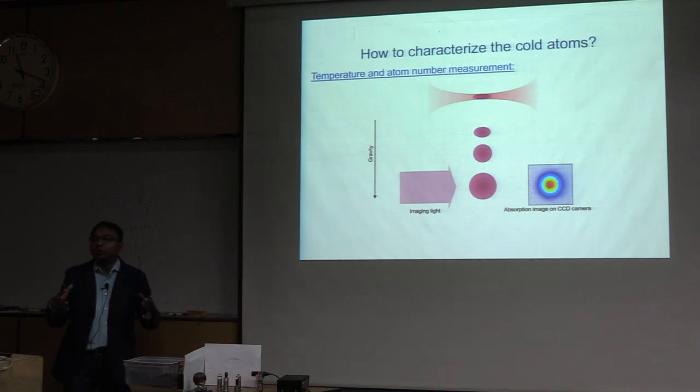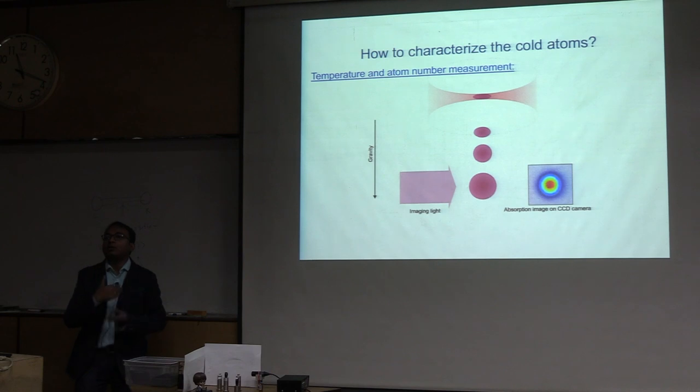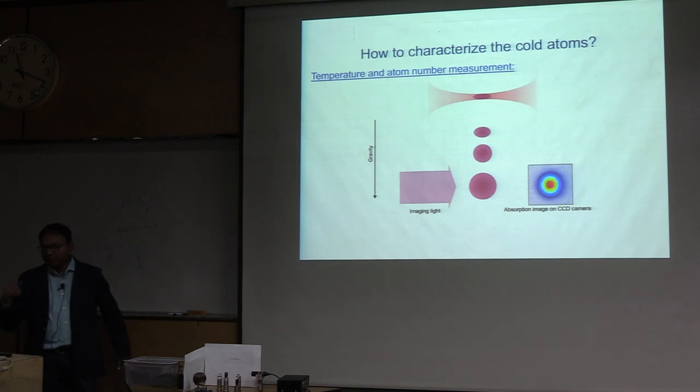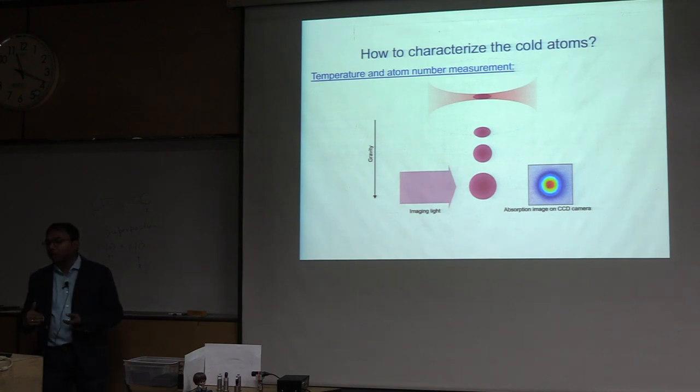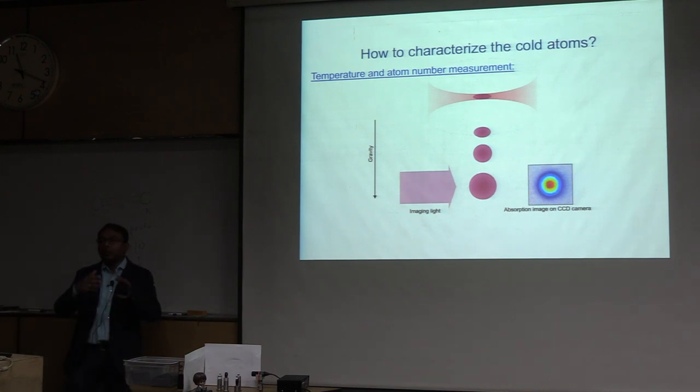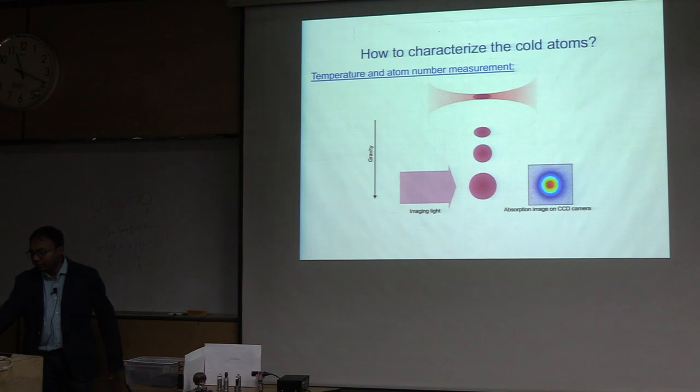It will expand very slowly. So we basically measure how fast or how slow it is expanding, and from there we deduce what the temperature should be. This is related to something called the Maxwell-Boltzmann distribution. But if you can remember that we can measure the temperature by looking at how fast or how slow they are expanding, that is, I think, good enough. That is the essence.